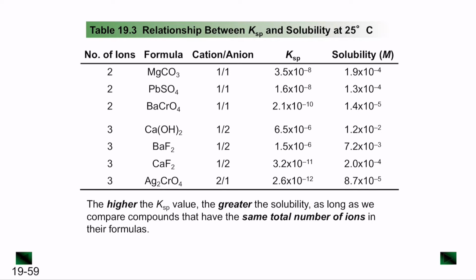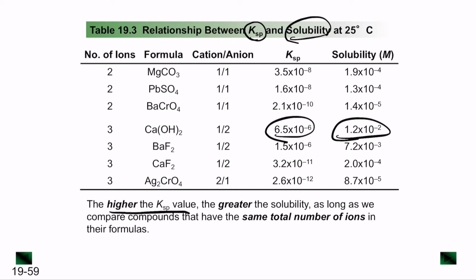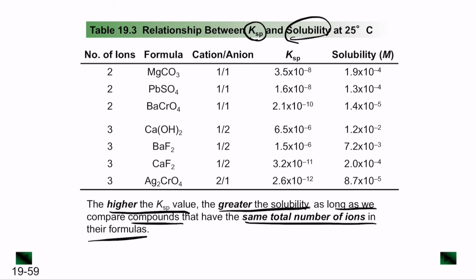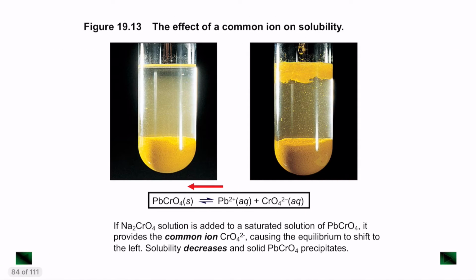Let's take a look at the cation anion ratio and the solubility. What is the relationship between Ksp and solubility? The lower the Ksp value, the lower the solubility, and the higher the Ksp value, the greater the solubility, as long as we compare compounds that have the same total number of ions in their formulas. If you have the same total number of ions in your formulas, the higher the Ksp value, the higher the solubility. But if you have a ratio that is much more skewed, then there is going to be an effect of it on the solubility.